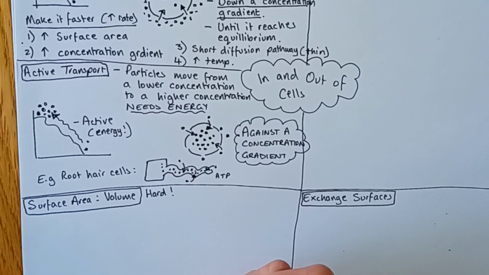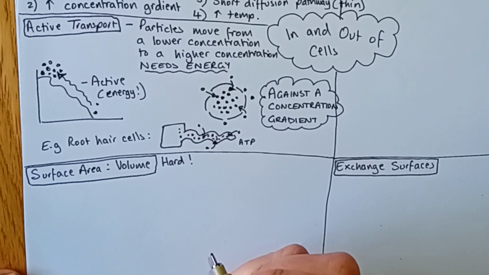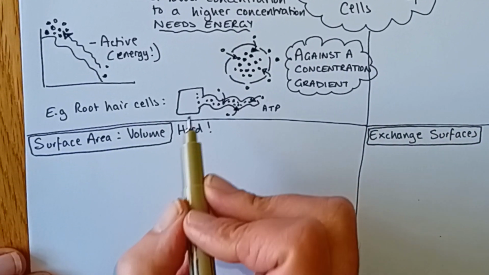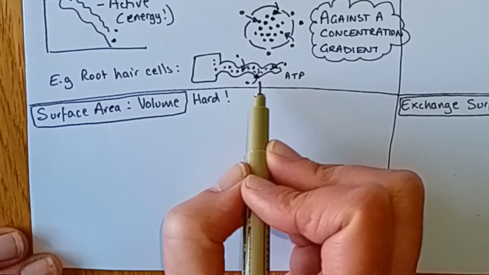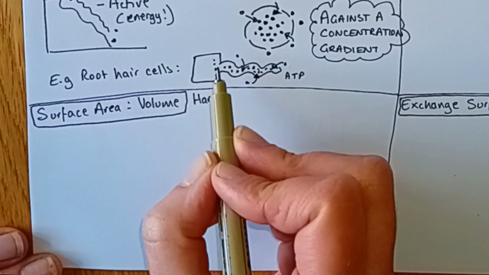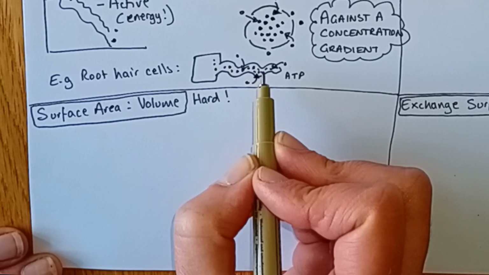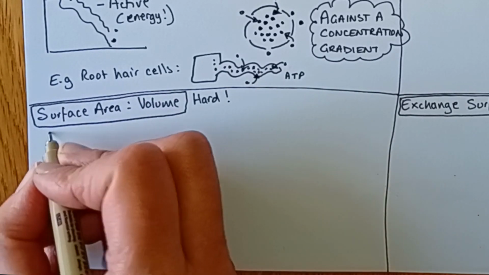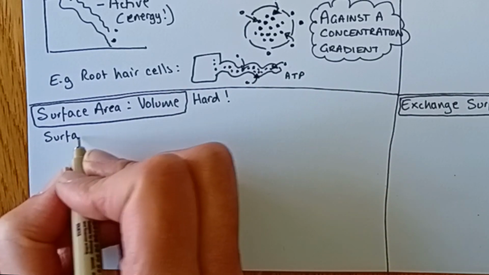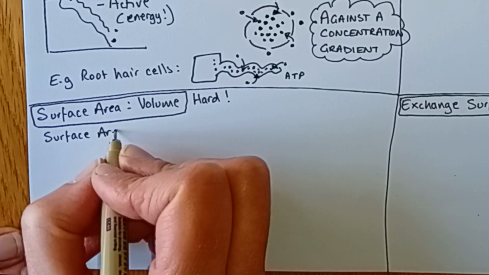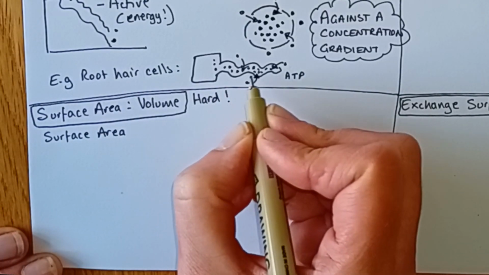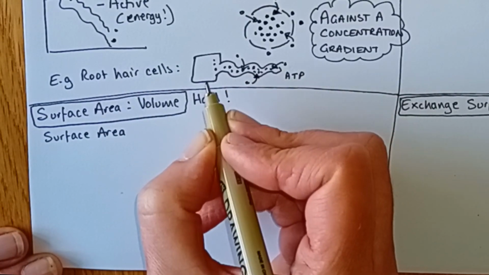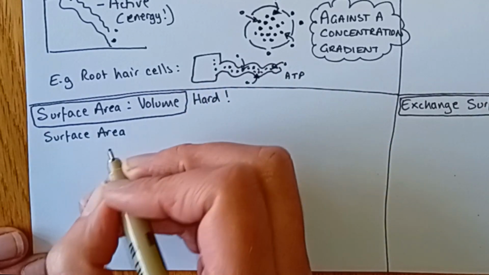Let's just remind ourselves what we mean by surface area. By surface area, we mean the amount of skin or the amount of membrane, if it's a cell, that's facing outwards. Okay, so the surface area in biology is usually, if it's a cell, the amount of membrane, and if it's an organism, the amount of skin.